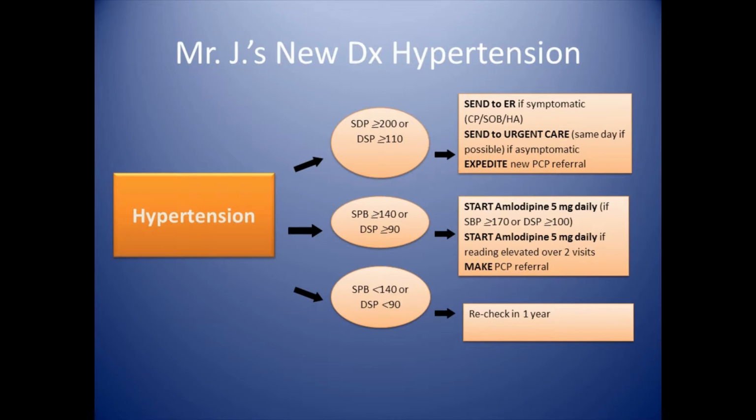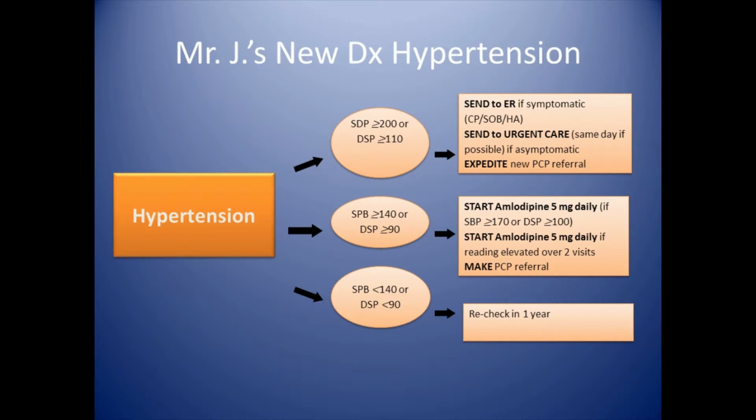So for a patient with a new diagnosis of hypertension, we categorized patients' blood pressures into 3 groups. A high-risk group with patients with a systolic blood pressure of greater than 200 or diastolic blood pressure of greater than 110. For those patients who are symptomatic with chest pain, shortness of breath, or new headache, we recommend immediately sending them to the emergency room for further evaluation.